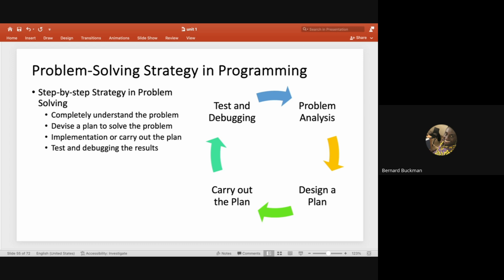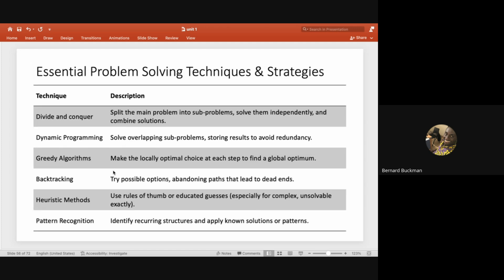Okay, so let's look at the next one. Now, there are some techniques we can use in solving IT related problems. We have something called divide and conquer. Divide and conquer simply means that instead of solving the problem as a whole, we split the problem into small pieces, solve those small pieces, and then combine the solutions of the small pieces in order to solve the big problem.